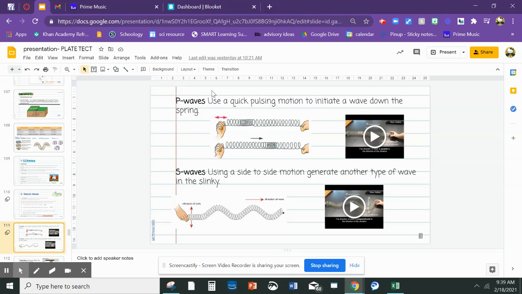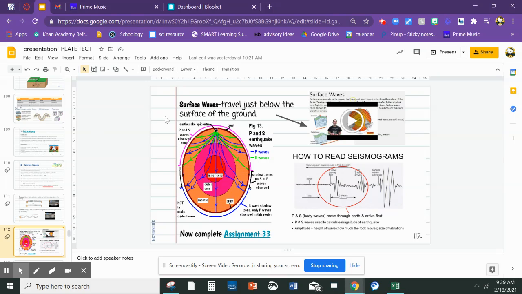Please look at these diagrams. A P wave is a longitudinal wave, and it moves by compression. An S wave is a transverse wave, and it moves kind of side to side. P stands for primary, S stands for secondary. There are also surface waves, which travel just below the ground. There's some information in your digital notebook about this.